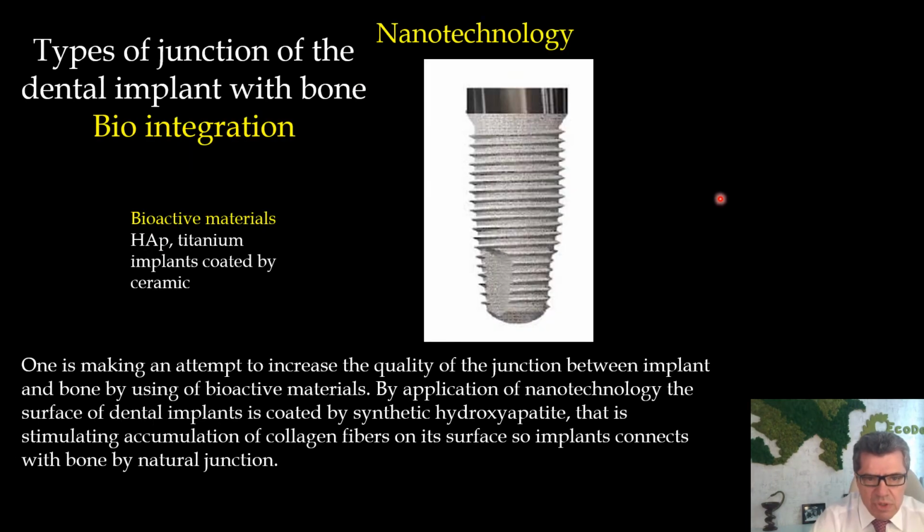The next type of junction of the dental implant with bone is biointegration. This is an attempt to increase the quality of the junction between implant and bone by using bioactive materials. By application of nanotechnology, the surface of the dental implant is coated by synthetic hydroxyapatite that stimulates accumulation of collagen fibers on this surface, so the implant connects with bone by a natural junction.